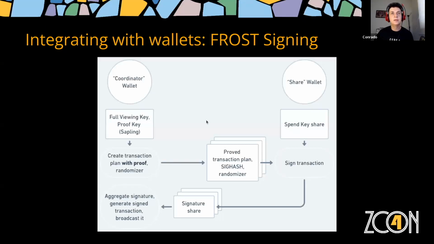So having this ability to generate a transaction plan and to broadcast an externally signed transaction, I think will be key to make FROST work. This already works with Zashi Wallet, but if I'm not mistaken, the other wallets don't support this workflow. So I think this will be a first step into doing this.